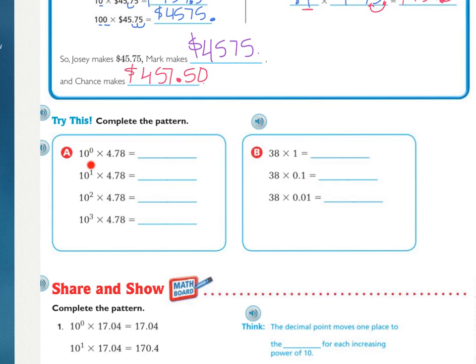So this is like I showed you earlier. Anything to the exponent of 0 is 1. And so remember, this is times 1. That 10 to the 1 is the same as 10. 10 to the second is the same as 10 times 10, or 100. 10 to the third is 1,000. So see if you can fill in part A.